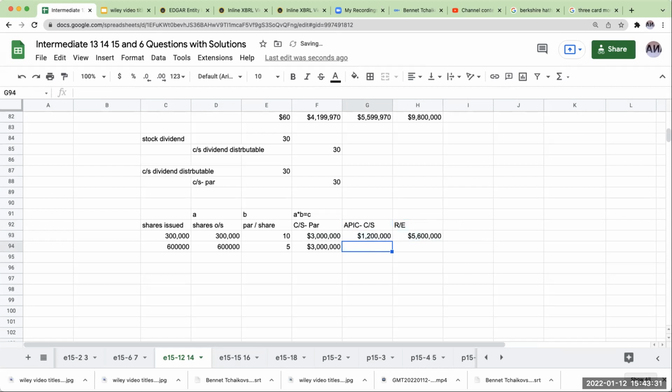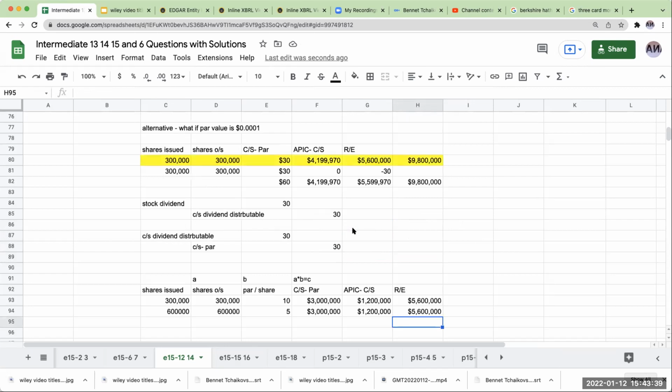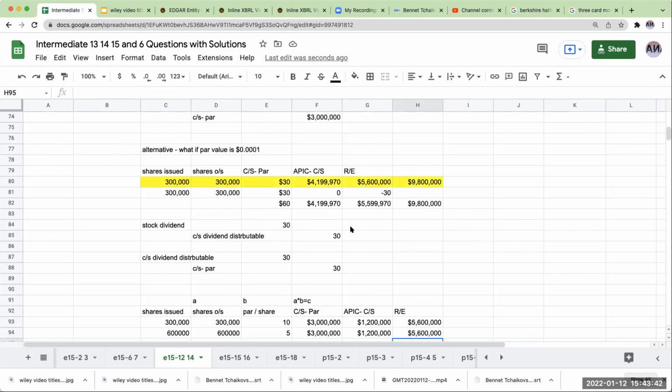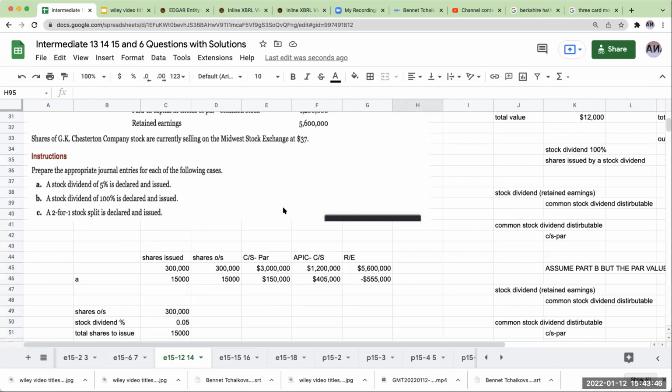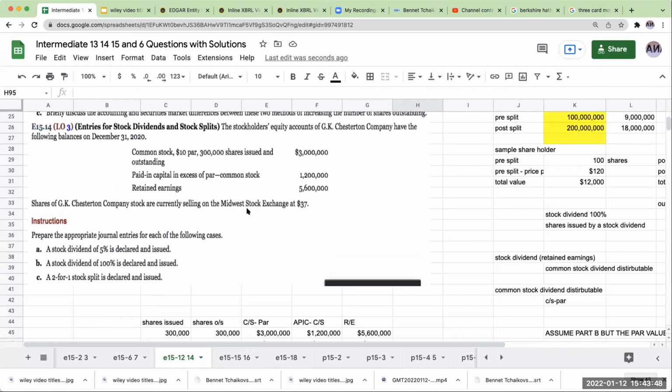So again, there's going to be no journal entry. What we're going to be doing is adjusting the amount of authorized, issued, and outstanding shares for the 2-for-1 stock split. So that's the different situations.